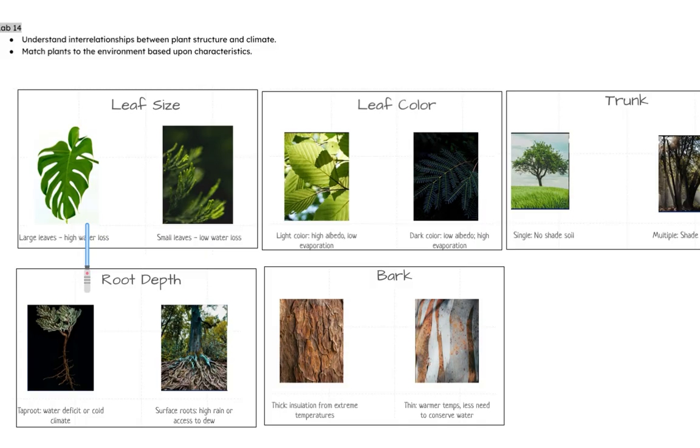So, leaf size, if we have big leaves, large leaves, we can have high water loss, which means that we are in a rainy environment. If we have little small leaves, we want to have low water loss, which means that we are in a dry environment.